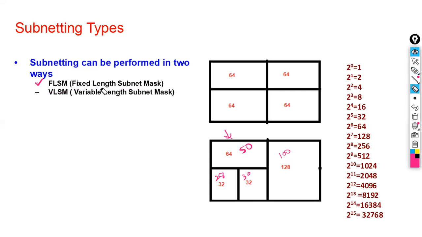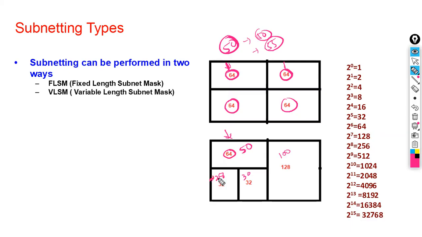Now, you might be wondering, the requirement is 50 here, and we are providing 64 IP addresses. From where have we got this number 64? Why are we not providing exactly 50 IP addresses? Why not 55? Why are we providing 64 IP addresses for a 50 requirement? Here also the requirement is 28, but instead of providing 28 IP addresses, we are providing 32. For 30 also 32. For 100, 128. From where are we getting these numbers? Let us try to understand. These numbers we get from the 2 power table.